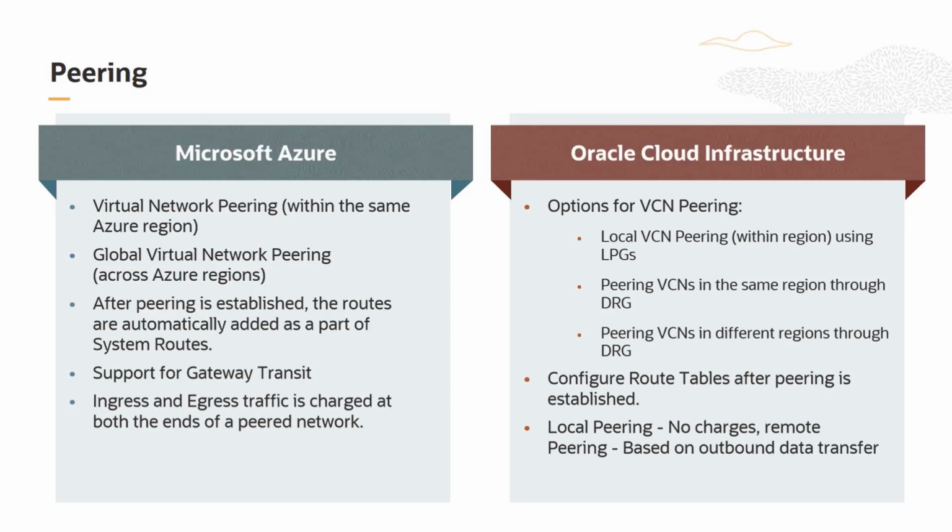In OCI, there are different options for VCN peering. You can configure local VCN peering within the region using local peering gateways. You can also peer VCNs in the same region using dynamic routing gateway, and you can peer VCNs in different regions using dynamic routing gateways. Once the peering connection is established, you basically need to configure route tables. For local peering, there are no charges, and for remote peering, the charges are based on outbound data transfer.